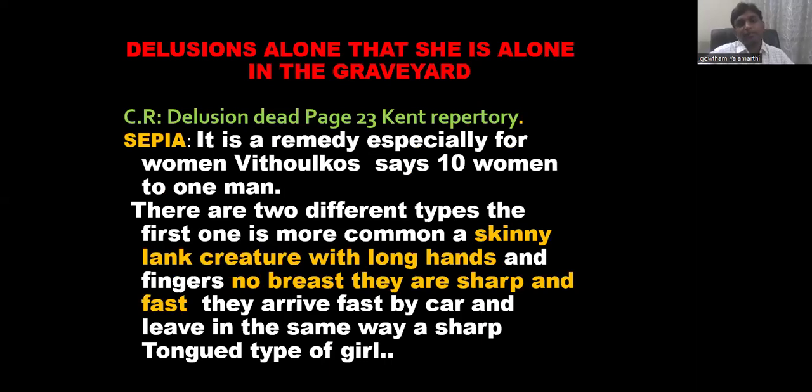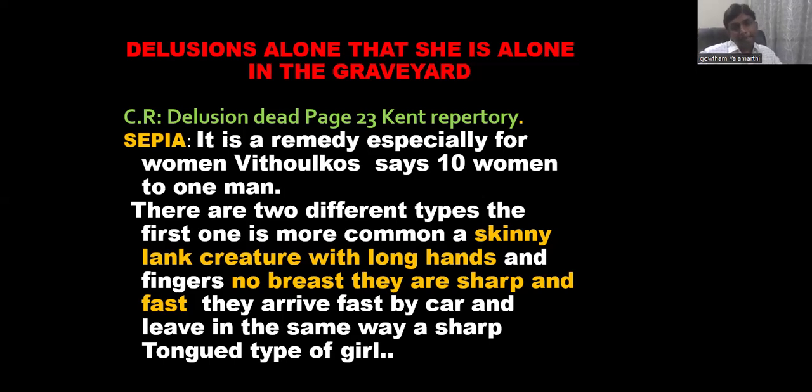Our next rubric is delusion, alone, that she's alone in the graveyard. So this is the delusion, and under this delusion there are many sub-rubrics, like delusion alone, that she's alone in the world, and this rubric gives much more importance. Delusion alone, that she's alone in the graveyard. Delusion dead, for this cross reference.